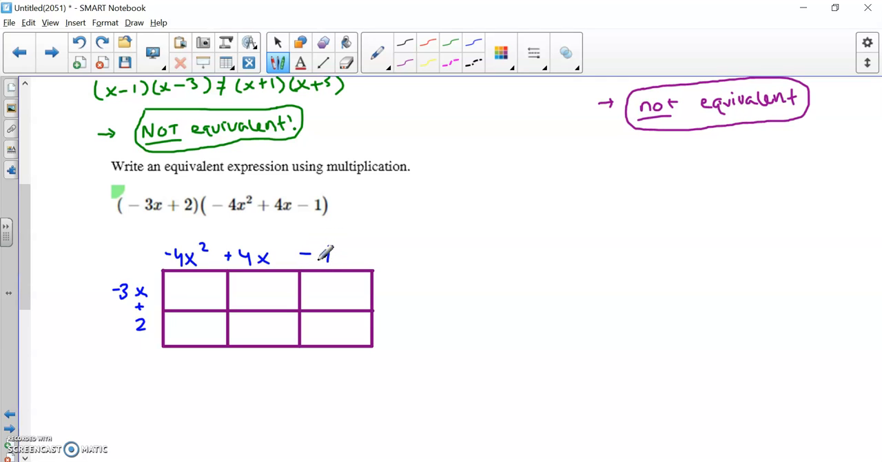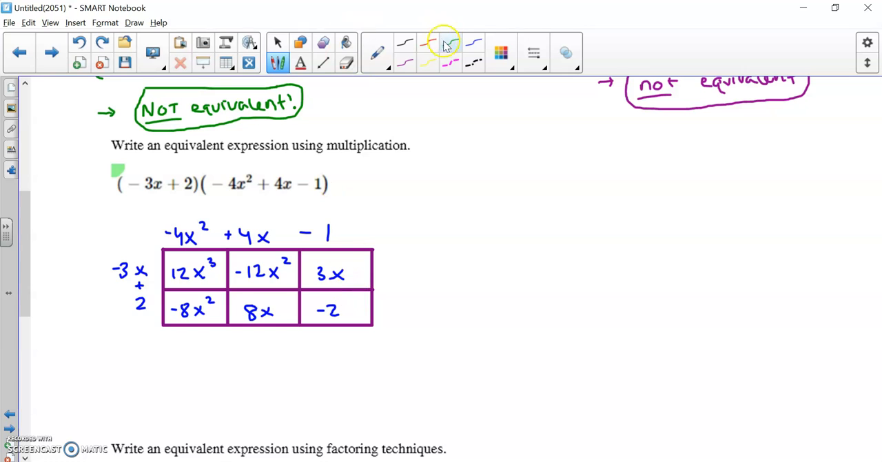Okay, now we're ready to multiply. And you have to be very careful with exponents in here. Negative 3x times negative 4x squared. Negative 3 times negative 4 is 12. But remember that x times x squared is x cubed, because now there's 3 x's you're multiplying together, right? There's 2 here and 1 here, so it turns into a cubed. Negative 3x times 4x is negative 12x squared. Negative 3x times negative 1 is 3x. 2 times negative 4x squared is negative 8x squared. 4x times 2 is 8x. And 2 times negative 1 is negative 2.